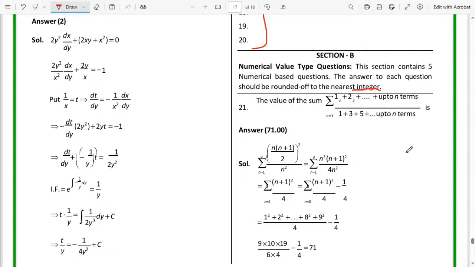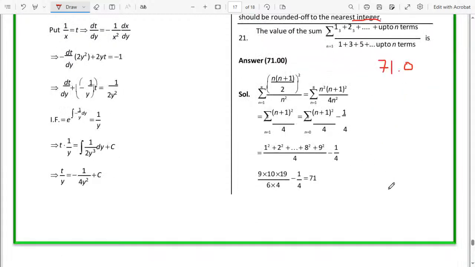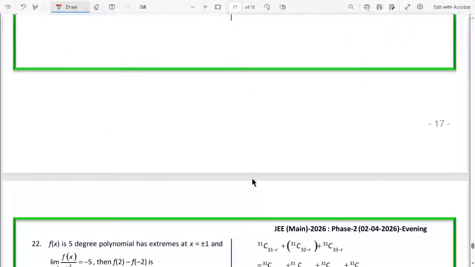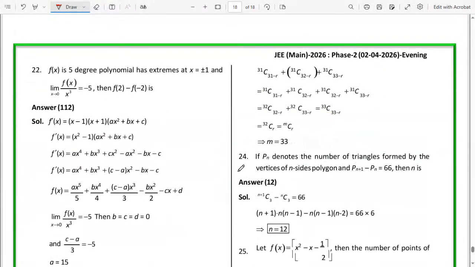So the beauty of this section is, for the right answer you are going to get plus 4 marks. Even if you make a wrong answer, you are not going to lose any marks. So please answer all the questions of this Section B. Let us see question number 21. So what is the answer? 71.0. Yes, there is no need to enter 0.0, but if you want, you can enter it also. You can write 71 straight away, which is also the correct answer, students. Next, question number 22.